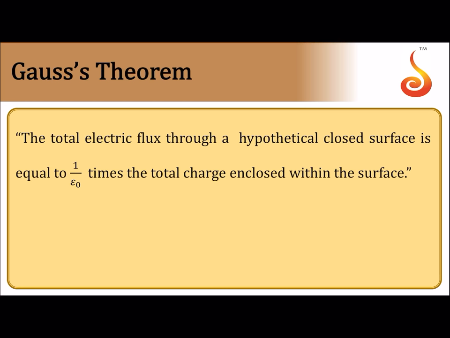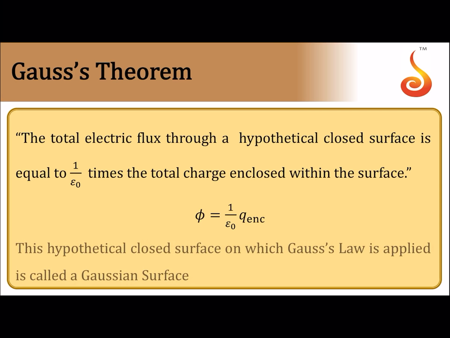Gauss's theorem or Gauss's law is your heading. And the law states the total electric flux through a hypothetical closed surface is equal to 1 by epsilon naught times the total charge enclosed within the surface. If I write it down mathematically, flux will be equal to 1 by epsilon naught times q enclosed. Here 'enc' refers to enclosed, the charge enclosed or within the surface. Phi is equal to 1 by epsilon naught times q enclosed.